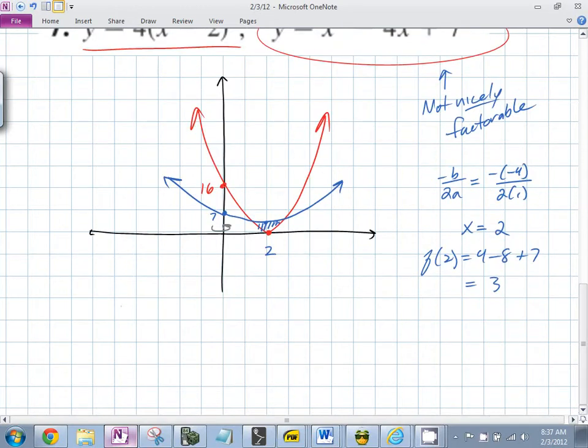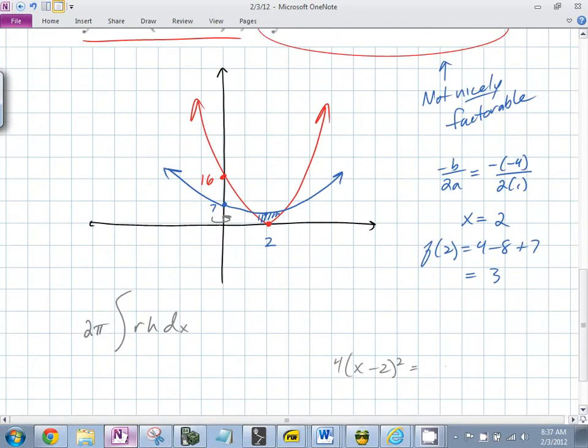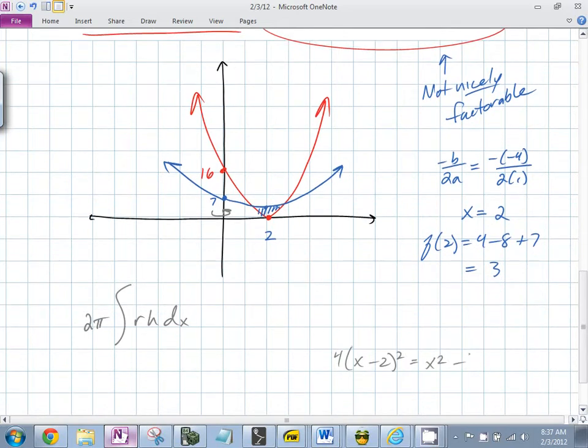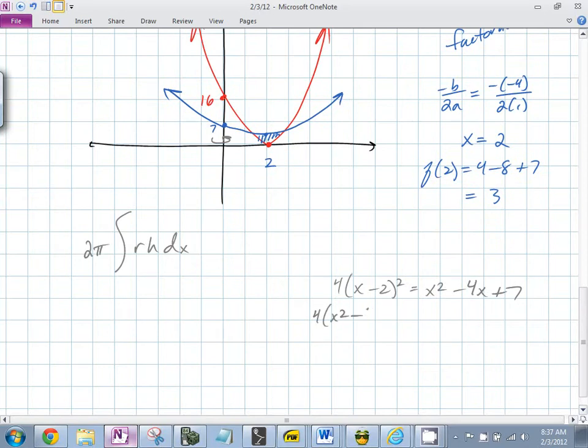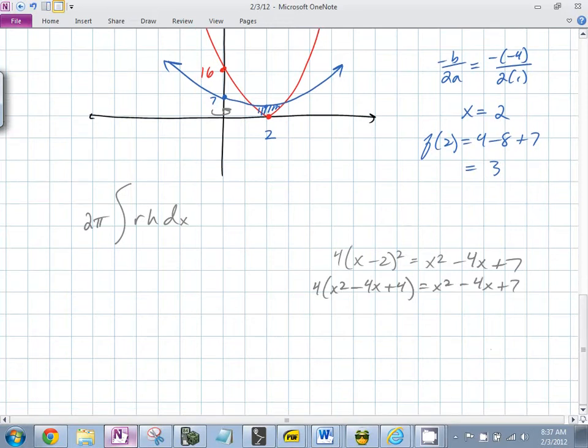Exactly. So in this case, it's going to be 2 pi RH. Is it dx or dy? Dx. It's dx. And now, who said something about intersection points? Who said that? Yeah, Macy. You have to find those intersection points, right? So you have to set, just so you know, 4 times x minus 2 squared equal to x squared minus 4x plus 7. So you just have to solve this. That's 4 times x squared minus 4x plus 4 is equal to x squared minus 4x plus 7, like that. So 4x squared minus 16x plus 16 is equal to x squared minus 4x plus 7.